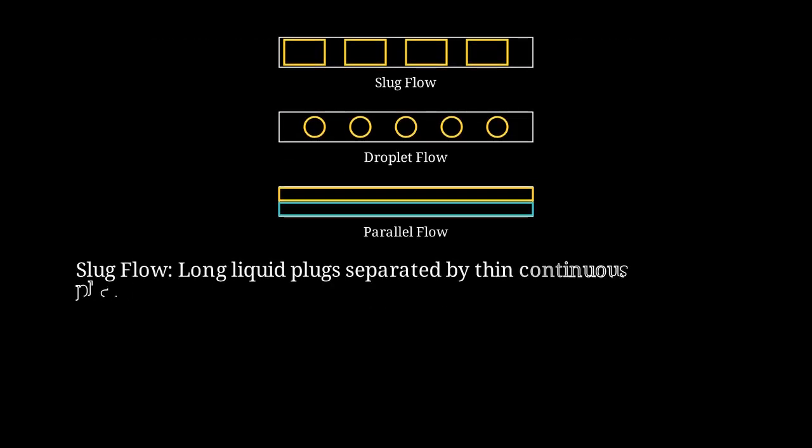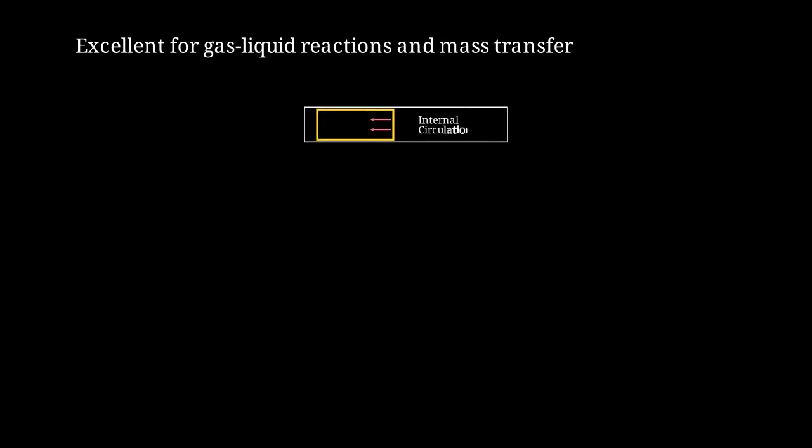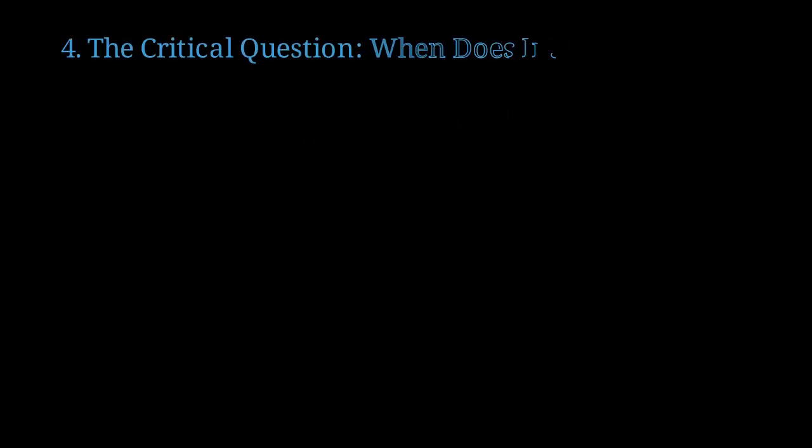In slug flow, we see long liquid plugs of the dispersed phase separated by thin films of the continuous phase. Slug flow is excellent for gas-liquid reactions because it creates large interfacial area and internal circulation patterns that enhance mass transfer. Inside each slug, we get beautiful internal circulation patterns that continuously refresh the interface and dramatically improve mixing and reaction rates. Now we address the fundamental question: when does a smooth coflow become unstable and break into droplets?